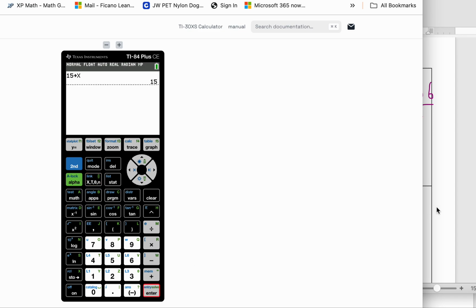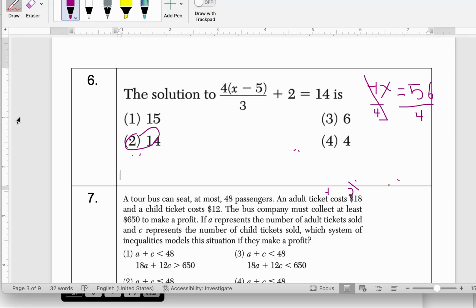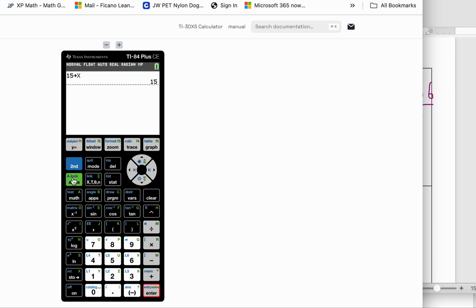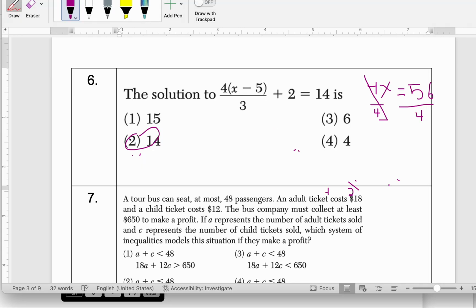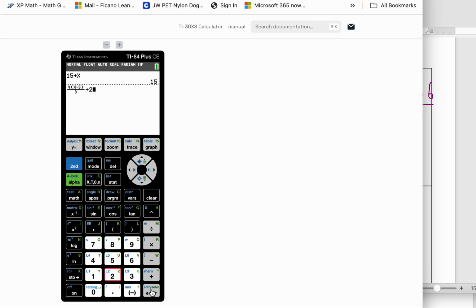Okay, now that I have x equals 15, I'm going to put in this equation. I'm going to go alpha y equals to make a fraction. And this equation is 4 times (x minus 5) over 3, plus 2. And that should equal 14. If it doesn't equal 14, then it's not correct. And it doesn't. It equals 46 over 3. No matter what that is, it's not 14. It's not a whole number.